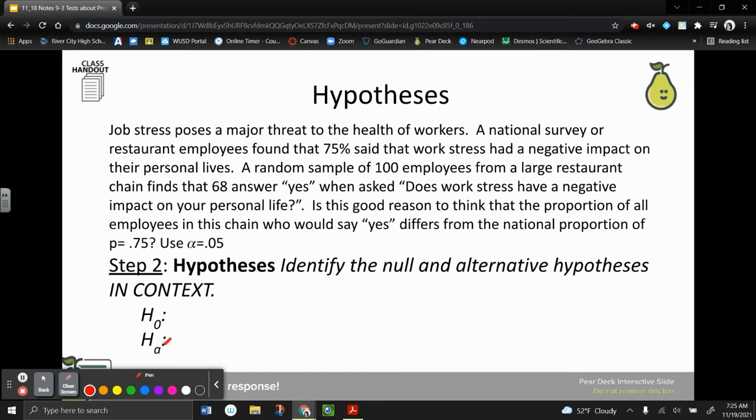All right, in terms of our hypotheses, again, this is a one sample proportion problem. So P is equal to 0.75. And our alternative, since it says differs, that just means not equal to 0.75. Where P represents the proportion of people who think that work stress has a negative impact on their personal life. So instead of writing it down, I'm just going to say it verbally again. P equals the proportion of people who believe that work stress has a negative impact on their personal life.